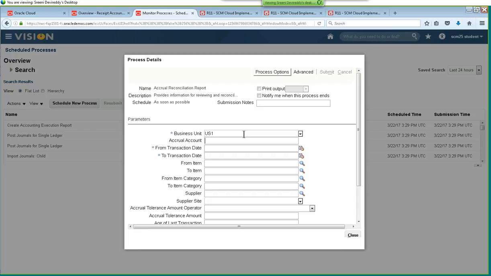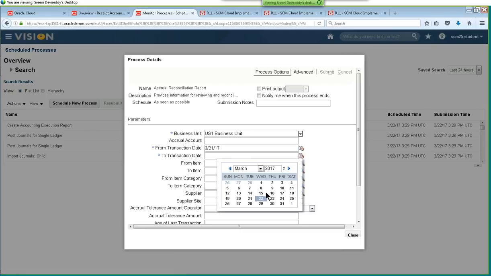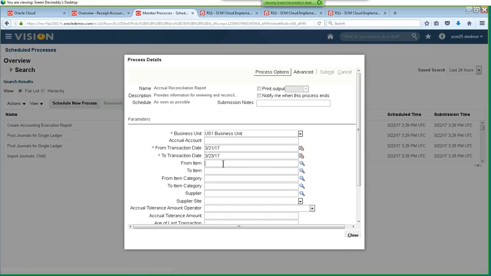That's our business unit. Transaction date, just limit it to today. And CM8 to 1, 2, 3. I think that was the item. All right.